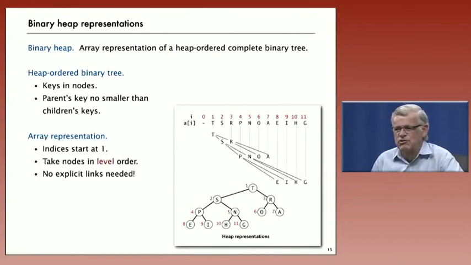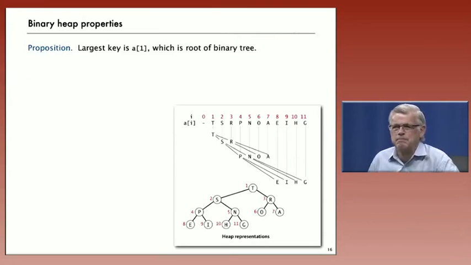The array representation, all we do is we start with indices at 1. It's a little less calculation that way. We leave A of 0 empty. And then we just take the nodes in level order. So first we put the root, then we put the 2 nodes on the first level going left to right, and then all the nodes on the third level going from left to right, and so forth. This is interesting because we can draw the tree to get more intuition about what's happening, but in the actual data structure representation, we don't need any links at all. It's just an array. The way that we move around the tree is by doing arithmetic on the indices.